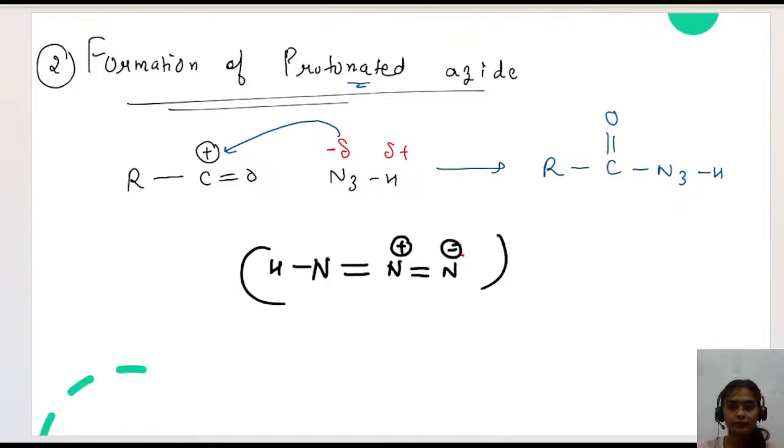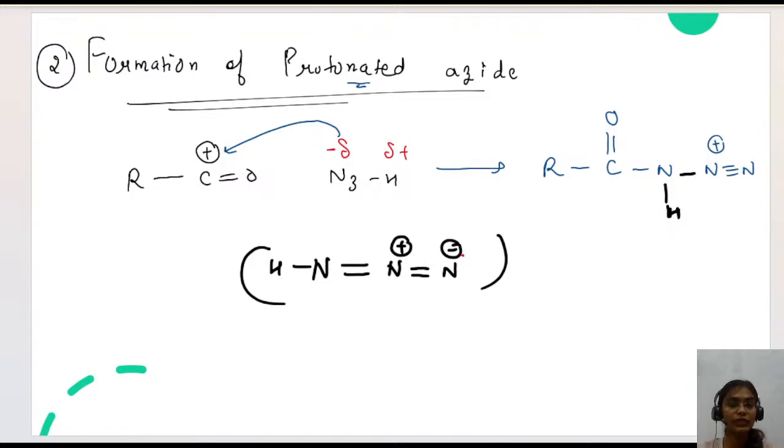Now, after this, the next step. Okay, let me just write properly. So it's a double bond nitrogen, and then a triple bond nitrogen, positively charged, and hydrogen connected here. So we are ready with our protonated azide. This is the final structure we are getting. Once it's generated, let's see the next step, that is step number three again.